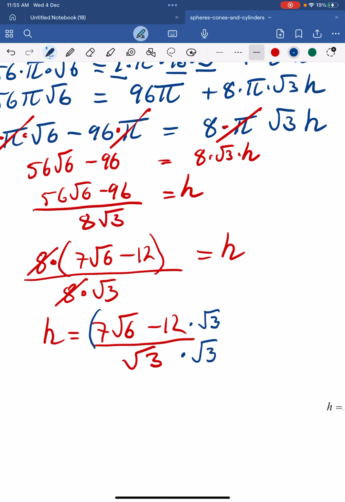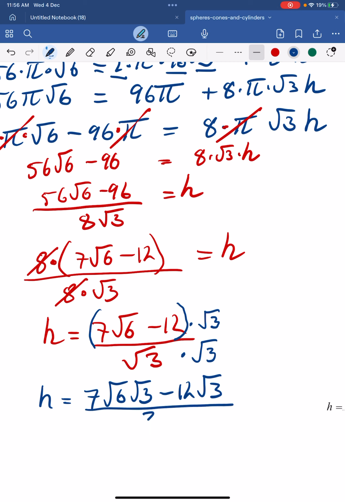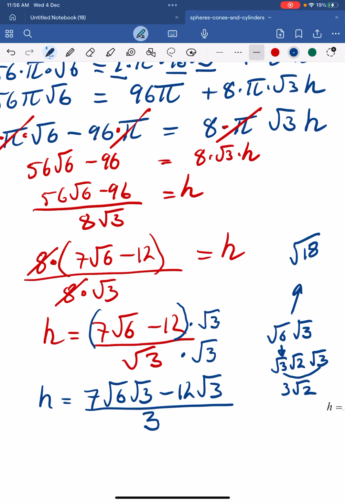All right, and let's keep going then. So this is h equals 7 root 6 root 3 minus 12 root 3. On the denominator we have 3. And now I'm just going to take out root 6 root 3. There's different ways you can actually do this, but I'm going to change the root 6 into root 3 times root 2. And then can you see these two root 3's come together to give 3? So that's 3 root 2. Another way is you could do that as root 18, and then you can see it will break up into 9 and 2, which will be 3 root 2.